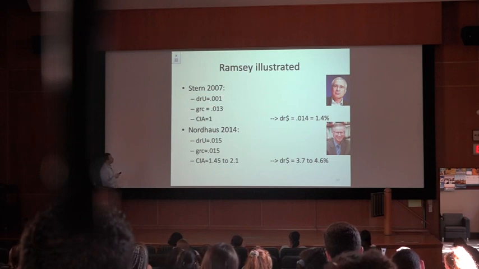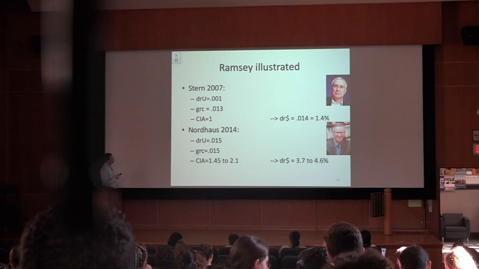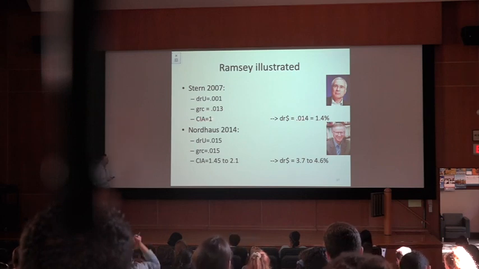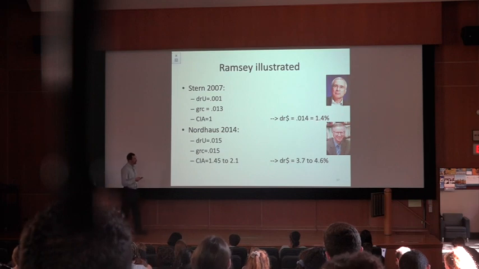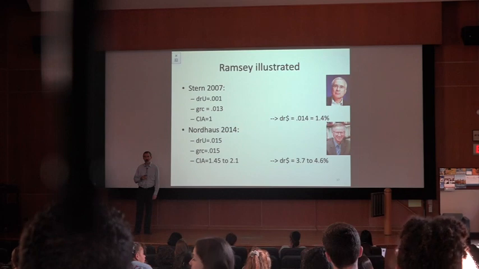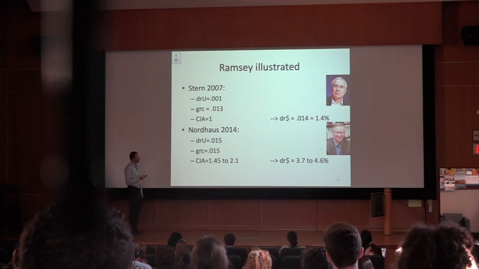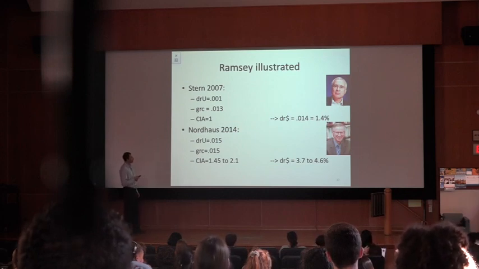This is the assumption he made about the growth rate, so 1.3%. And he took a rather low value for the CIA, the coefficient of inequality aversion, 1, and that gave him a very low discount rate, 1.4%. Do the computation by yourself. You will find that this is what you get, 1.4%.